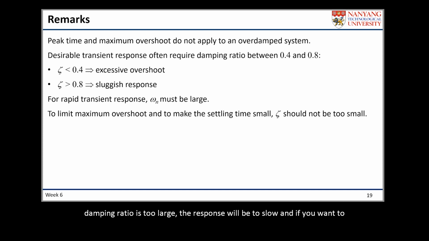Okay, and if you want to have a very fast transient response, you have to choose a large omega n, a large undamped natural frequency.